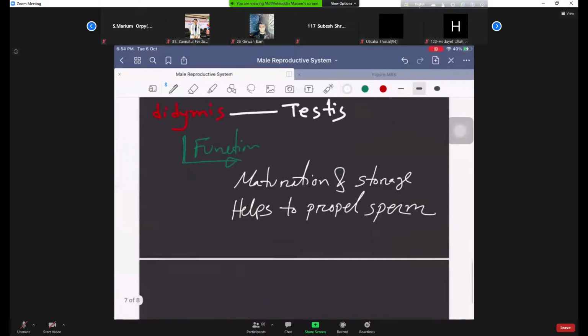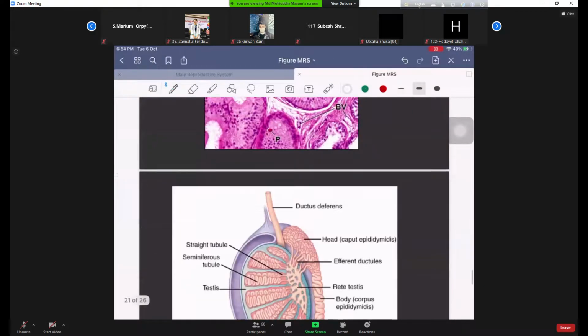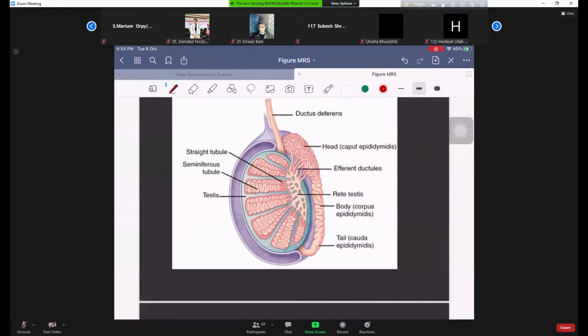Now, the next important structure is the vas deferens. So this was the head of the epididymis, body of the epididymis, tail of the epididymis. Then the next structure will be the ductus deferens or vas deferens. It is actually a continuation of the tail of the epididymis, and after formation, it enters into the abdomen as a component of the spermatic cord. You know that the spermatic cord passes through the inguinal canal. So the spermatic cord containing the vas deferens will enter through the inguinal canal into the abdominal cavity.